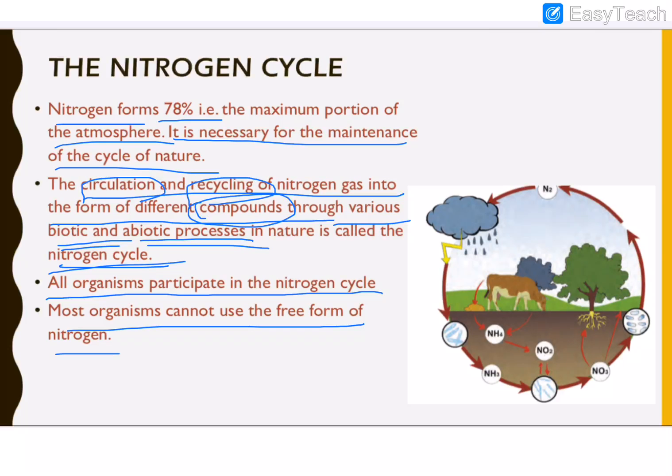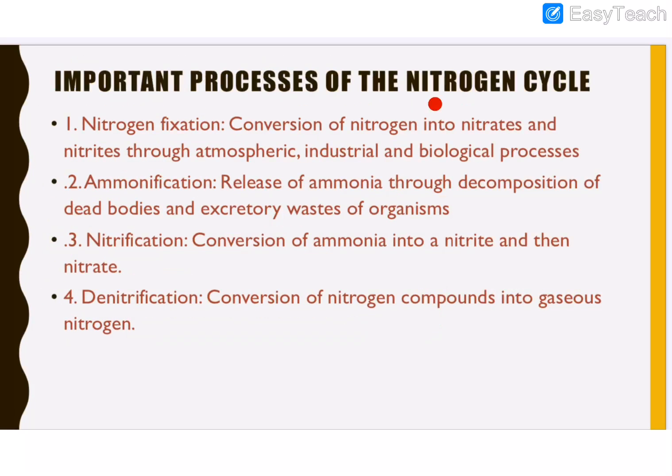You can see there are various steps involved in the nitrogen cycle. Like you can see the nitrogen fixation process. Nitrogen is converted into simple, different compounds like NH3, NO2, NO3 and NH4. The free form of nitrogen is N2, and these are different compounds: NO2, NO3, NH3, NH4. How does this conversion of nitrogen happen? You can see the different processes of the nitrogen cycle.